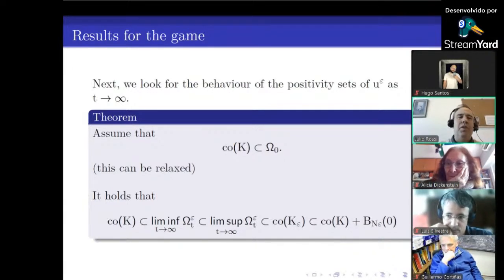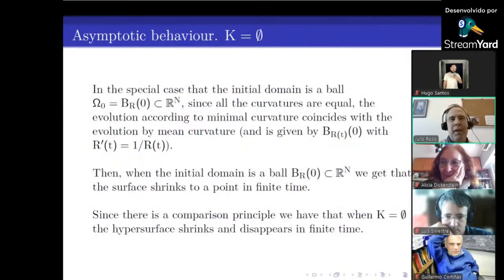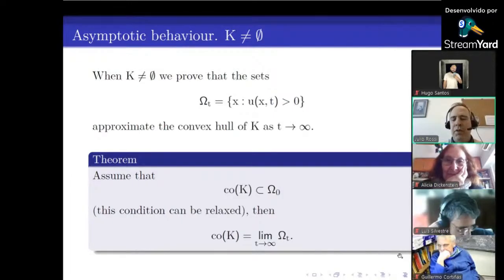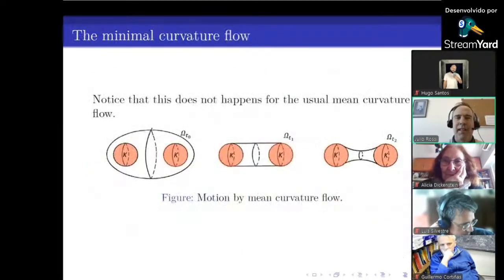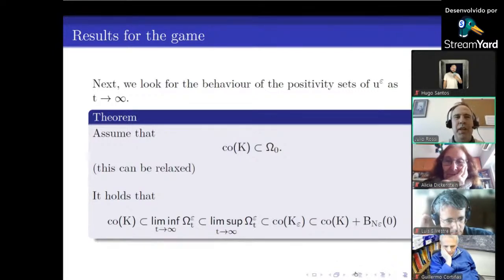So now you take the limit as epsilon goes to 0 in all these things, and what you get is the original theorem, the main result that says that the convex hull of the set K is the limit as t goes to infinity of these sets omega t. And the strategy for that is to prove that these sets omega epsilon t are close to the set omega t, and the limit as t goes to infinity of these sets omega epsilon t is, let me say, almost the convex hull of K, with an error that depends on epsilon.